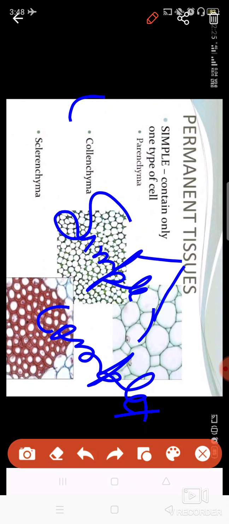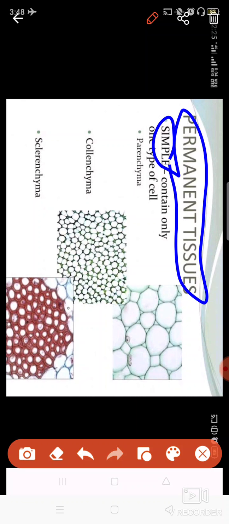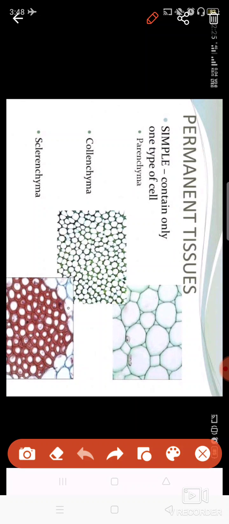In this section, I have decided to take up simple permanent tissue, which is made up of only one type of cell. Simple permanent tissues are of three types: parenchyma, collenchyma and sclerenchyma.